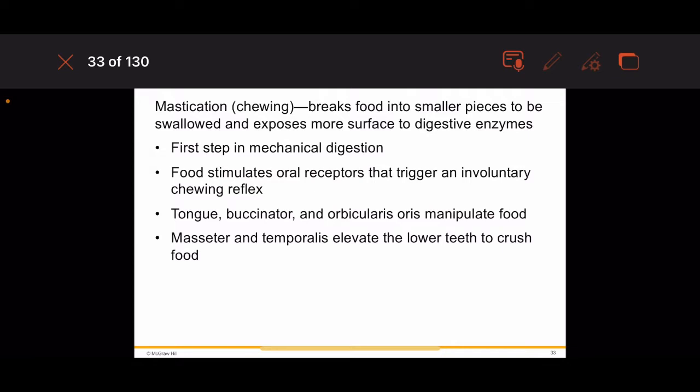A handful of the muscles that are involved are going to be tongue, buccinator, orbicularis oris, and that's going to be what manipulates our food. For the most part, masseter, that jaw muscle that's allowing us to go up and down, masticate, right? Masseter, and temporalis. Those are the two that are smaller, especially in humans, and have caused all those kinds of changes over time.